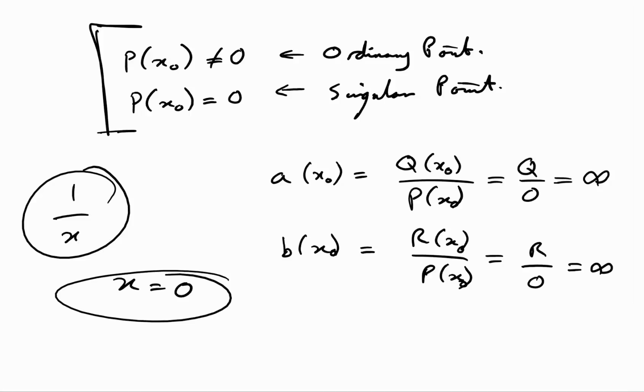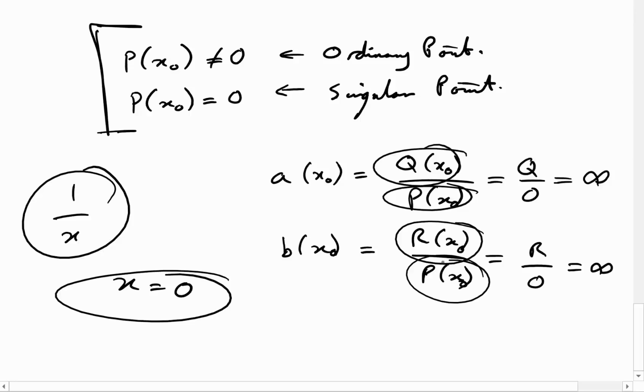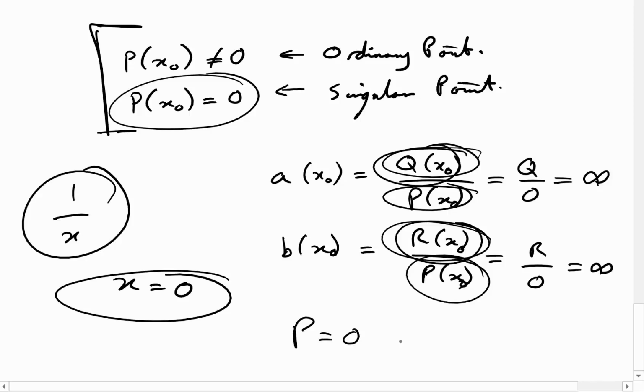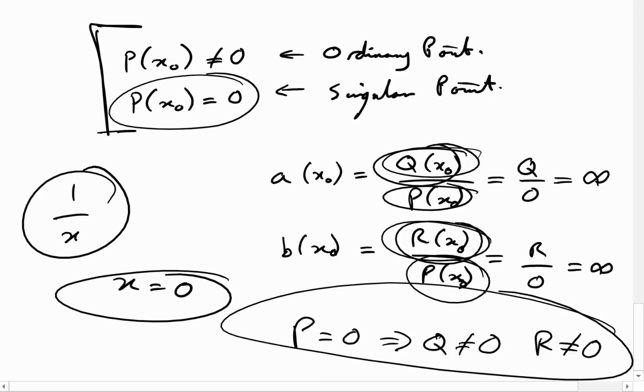And fairly obviously, because I've said that p, q, and r share no common factors, we know that if p goes to 0 at that point, then q can't go to 0 and r can't go to 0. So if p equals 0, then that implies that q cannot be equal to 0 and r cannot be equal to 0, because they don't share factors. That's kind of like a little sideline.